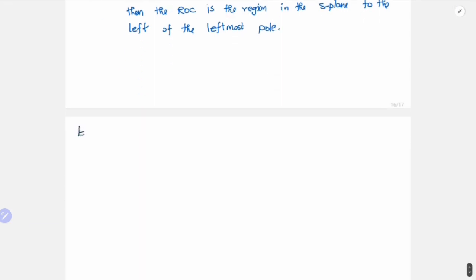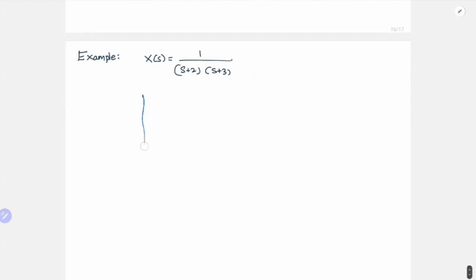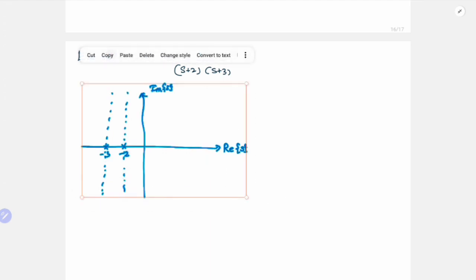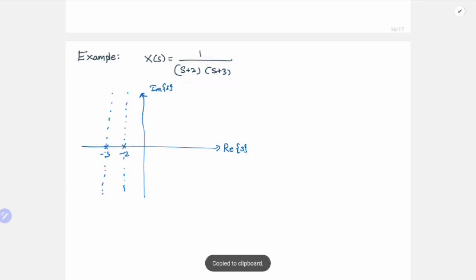So let us take a simple example. X of s is equal to 1 by (s plus 2) into (s plus 3). So where are the poles located for this? It is at -2 and -3. So this part of the S-plane is never going to be the region of convergence. Now we can have 3 cases, depending on the region of convergence. So we can get 3 different signals.